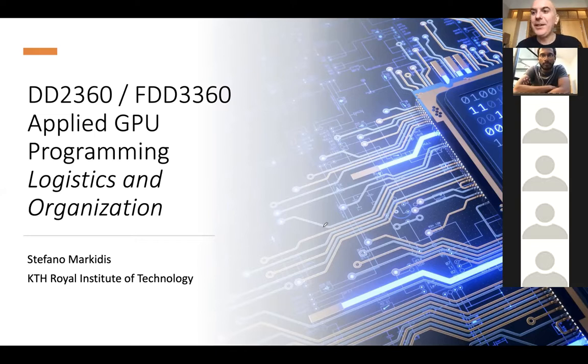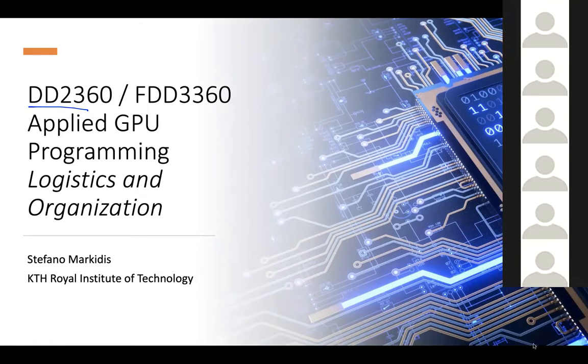Okay, it's 2:05. So let's start with the introductory lecture of DD2360. So this is the second cycle code for the course. If you are taking it as a third cycle, so at PhD level, the course should be DD2360, and the name of the course is Applied GPU Programming.